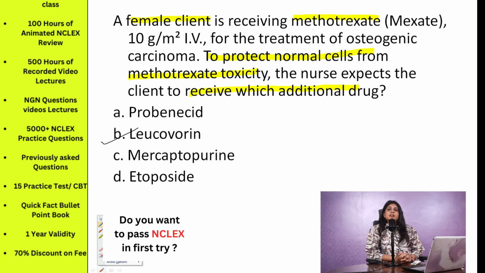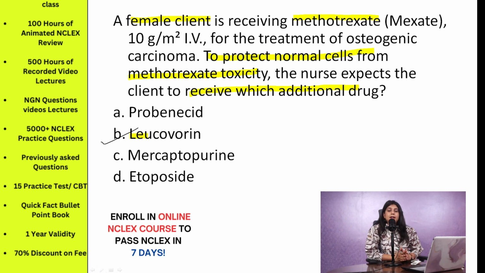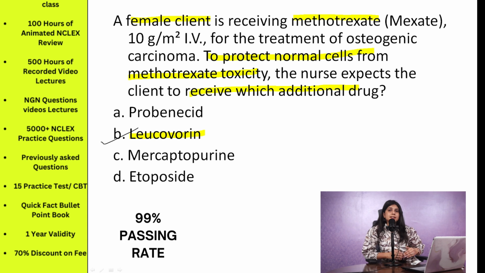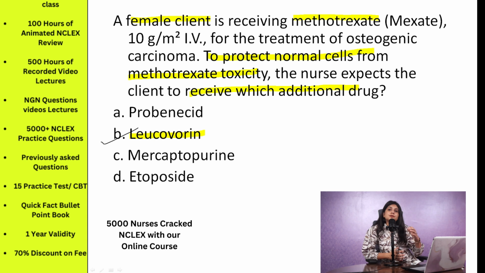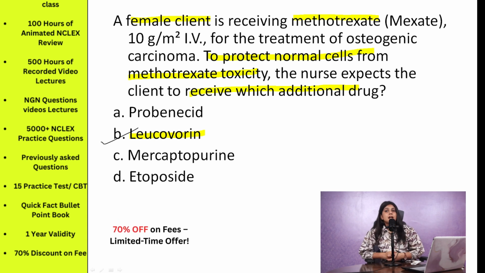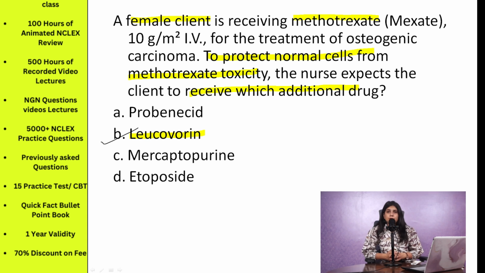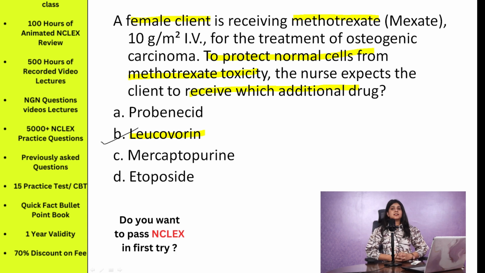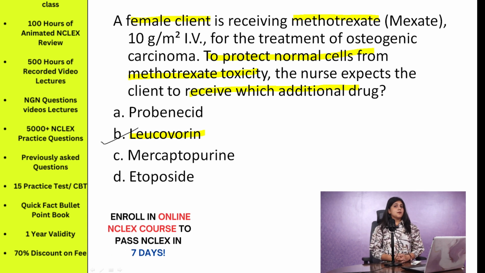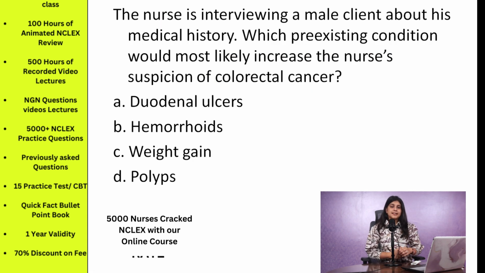Leucovorin is administered with methotrexate to protect normal cells from damage that methotrexate could cause if given alone. Option A. Probenecid should be avoided as it reduces renal elimination of methotrexate, increasing the risk of toxicity. Option C. Mercaptopurine is used in leukemia treatment, not as a protective agent for methotrexate. Option D. Etoposide is used for different cancers but does not counteract methotrexate toxicity. Let's move on to the next scenario and see what it tests.